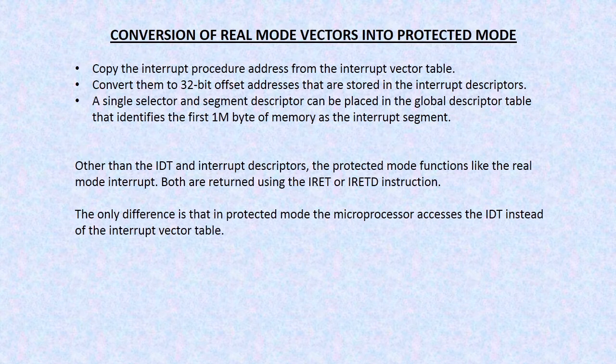This slide shows the conversion from the real mode interrupt vectors into the protected mode interrupts by copying the interrupt procedure addresses from the interrupt vector table and converting them to 32-bit offset addresses that are stored in the interrupt descriptors. It's quite easy.